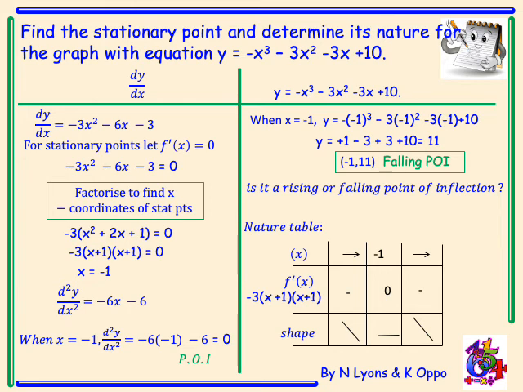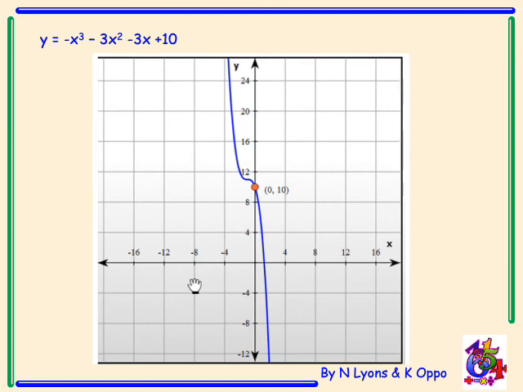Now what does that look like then? A little look. Here we go. I've got the function here, y equals minus x cubed minus 3x squared minus 3x plus 10. It's a cubic, it's a negative cubic, it's decreasing, it's turning and it's decreasing again. But we've got a falling point of inflection at minus 1, 11 as shown here.